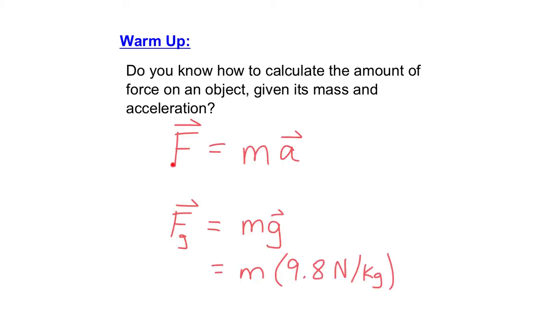All right, so you might have found force equals mass times acceleration. That's correct. If you want to get more specific to gravity, the force of gravity is equal to the mass of the object multiplied by the acceleration due to gravity, which is 9.8 newtons per kilogram. So multiply your mass in kilograms times 9.8, and you'll get the force due to gravity.